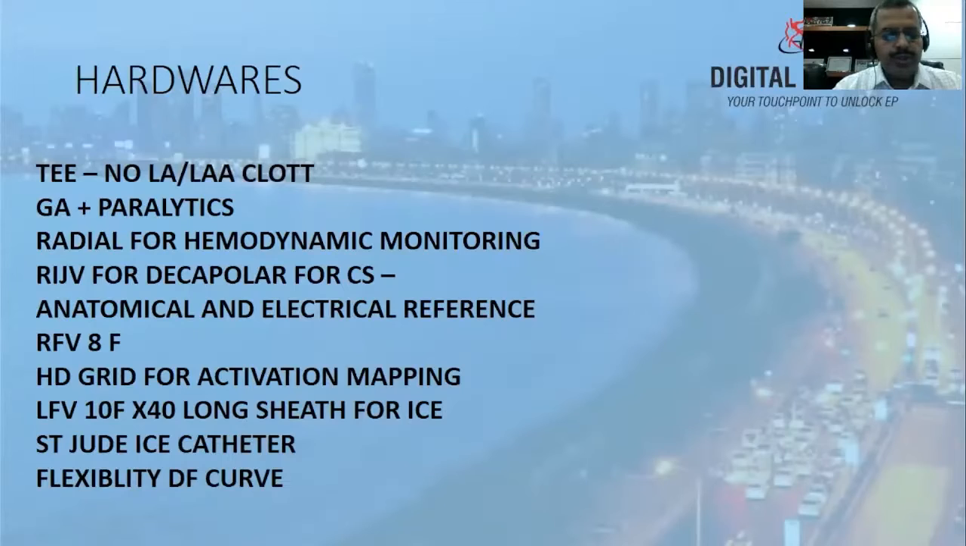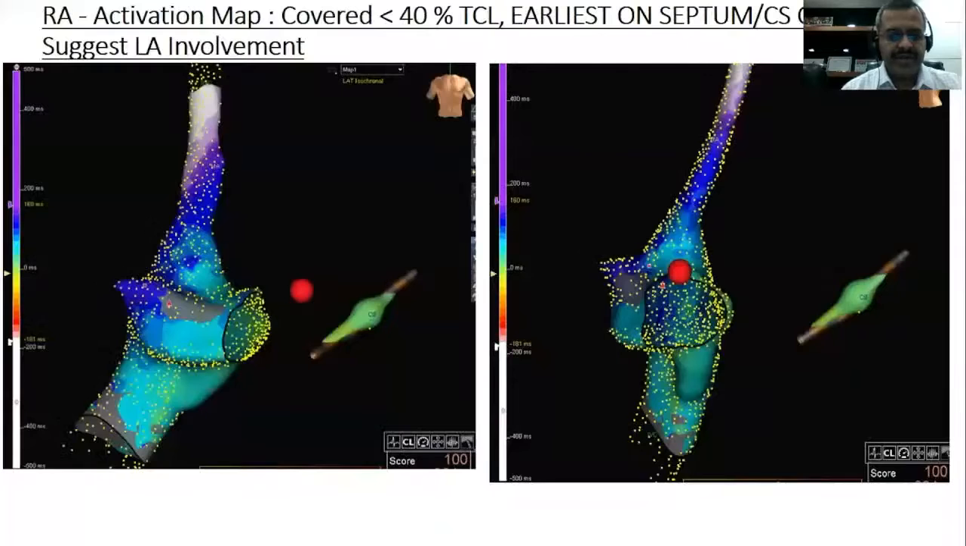TEE was done to rule out LA or LA appendage clot. We had a radial artery line for hemodynamic monitoring, right internal jugular access for a decapolar catheter in the coronary sinus, which was the anatomical and electrical reference. Right femoral venous access, 8 French for the transseptal access, and the mapping was done with the HD grid catheter. Left femoral access, 10 French long sheath for the intracardiac echo, which was a St. Jude ICE catheter, and ablation was done with a flexible D-F curve catheter.